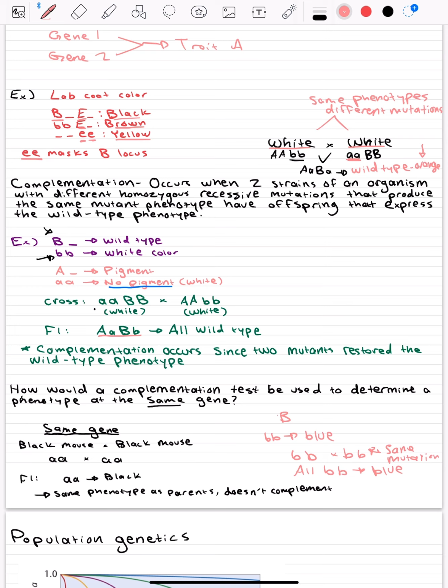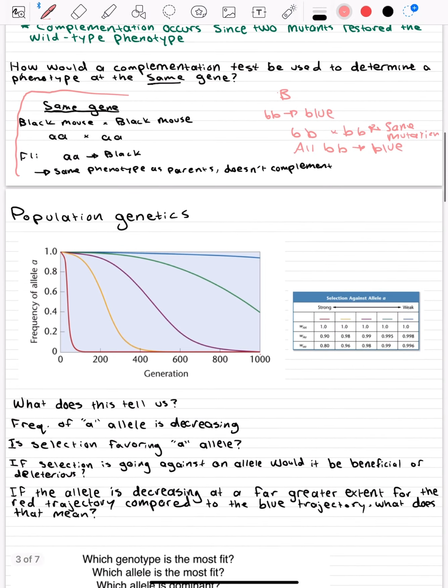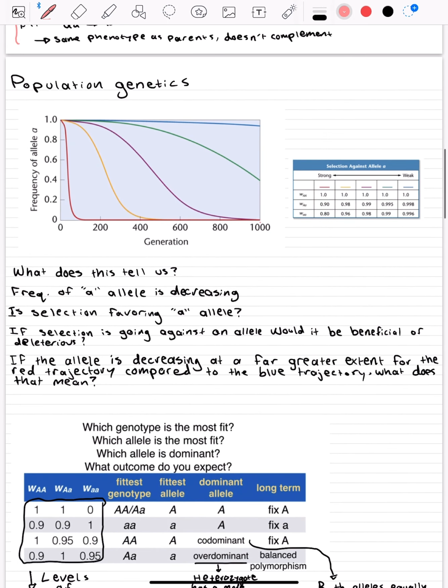Here's another example right here, in which you have the same gene. You're crossing two black mice with the same genotype. You end up with F1 progeny with the same genotype and same phenotype. So the phenotype is the same as the parents. It does not complement. Going on to population genetics.